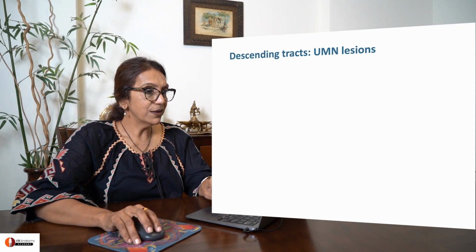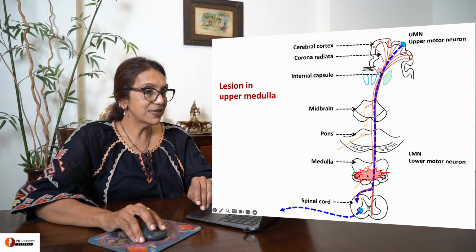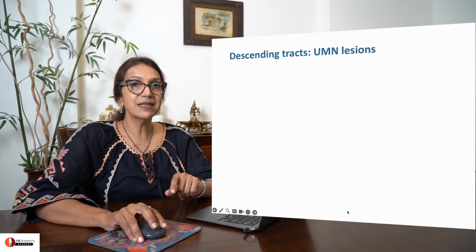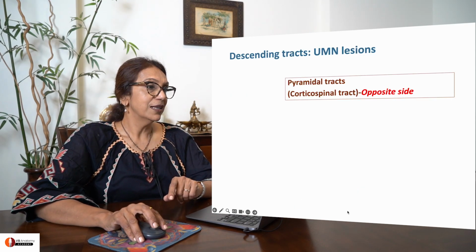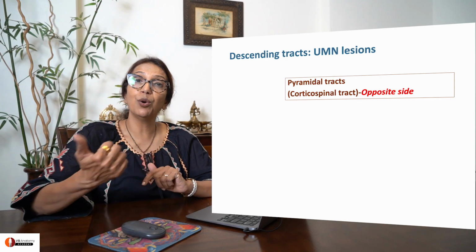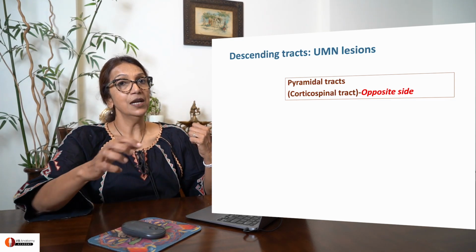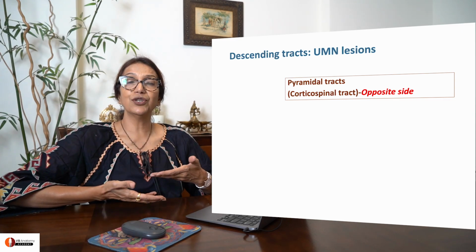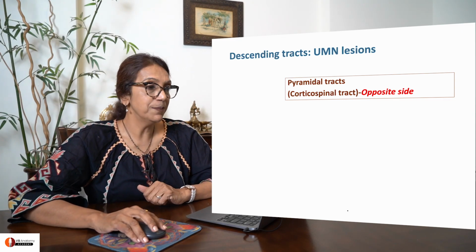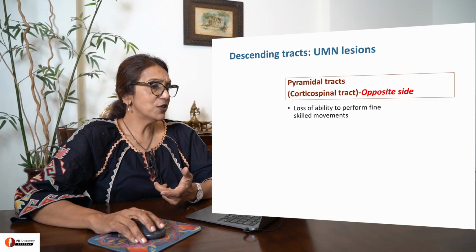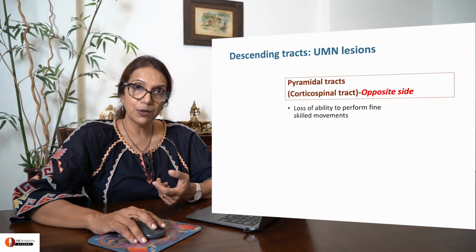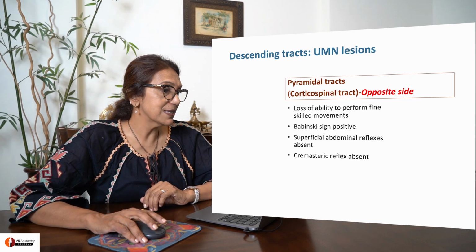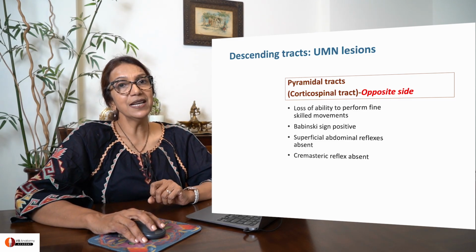Now, just go back. Can you see that this lesion is above the level, above the crossing, right? So, let's understand what are the symptoms of the patient. The patient will come with symptoms on the opposite side. The lesion is on the left side. You will see the symptoms of the lesion on the opposite side because the lesion is above the crossing. Right. So what will you see? The patient will lose ability to perform skilled movements. Babinski sign positive. Superficial abdominal reflex is absent. Cremasteric reflex absent.